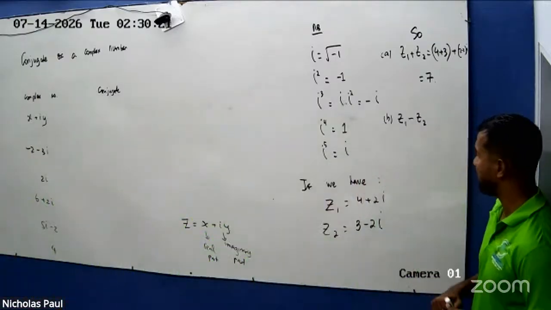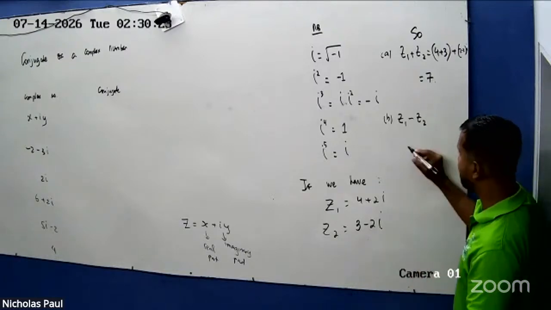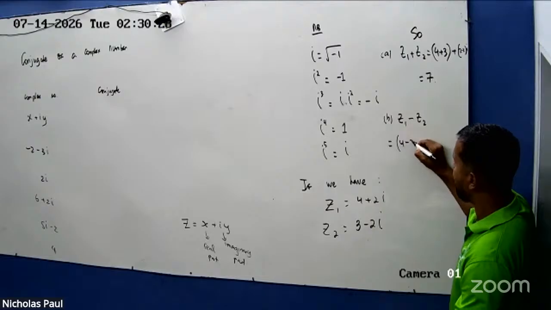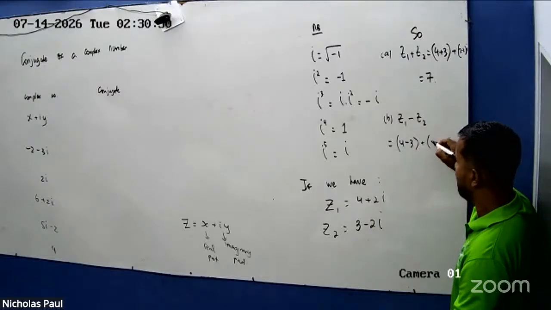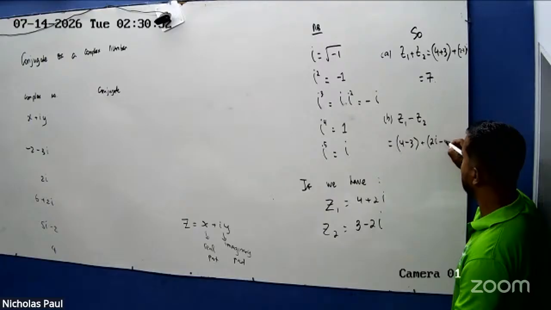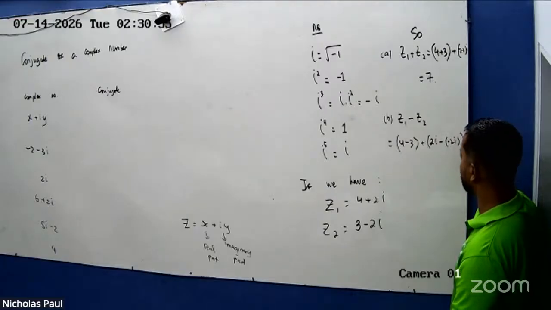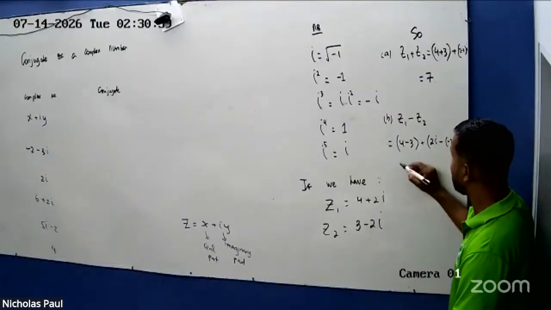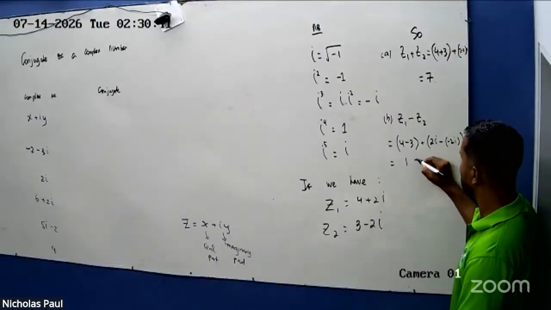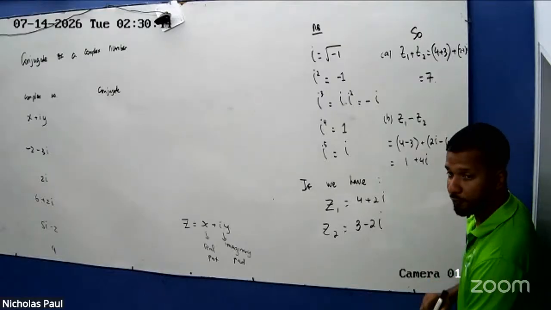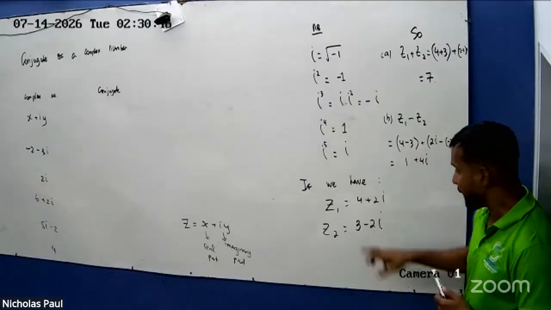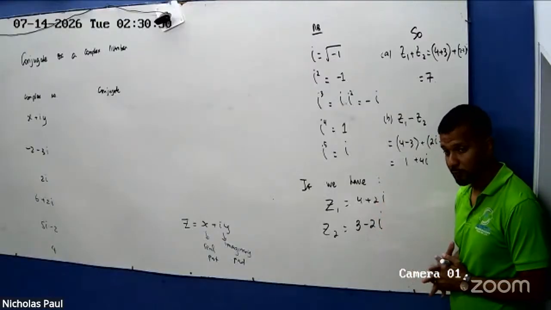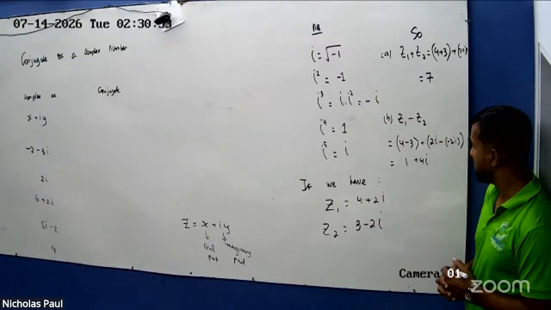Alright, ready? So what we're going to end up with is 4 minus 3 plus 2y minus 2y. 4 minus 3, 2y minus 2y. So you will get 1 plus 4y. You're minusing the real and minusing the imaginary. Why is that not minus?